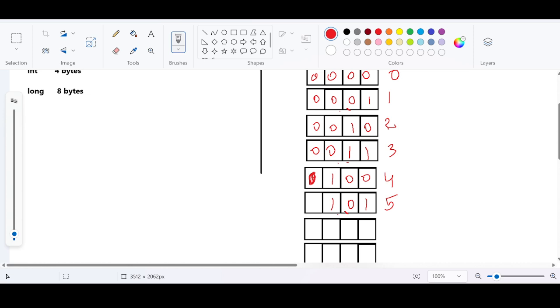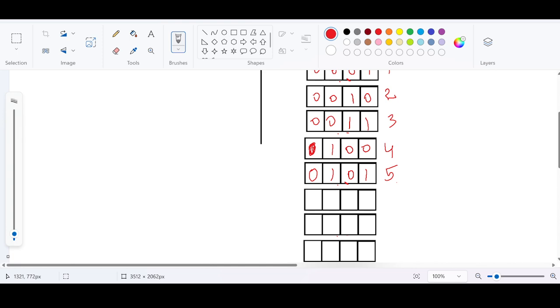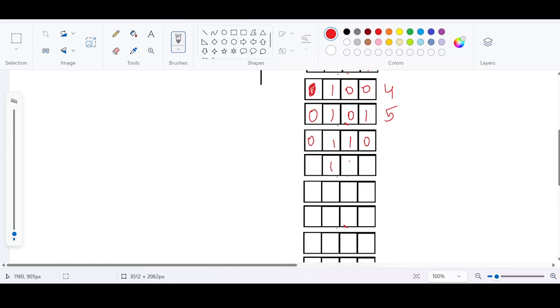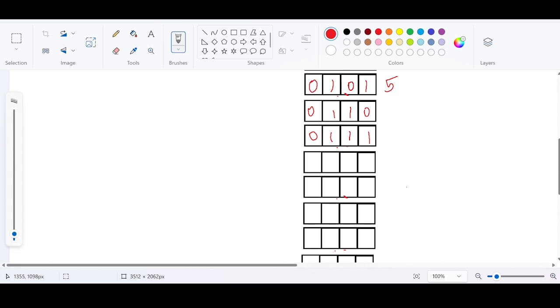The remaining empty space has to be filled with 0. And 6 is what? 0, 1, 1, 0. Correct me if I am wrong. 7 is 0, 1, 1, 1. Correct, no, Sudhir? Yes, sir. And 8 is what? 1, 0, 0, 0. Am I correct? Right? And 9 is what? 1, 0, 0, 1.